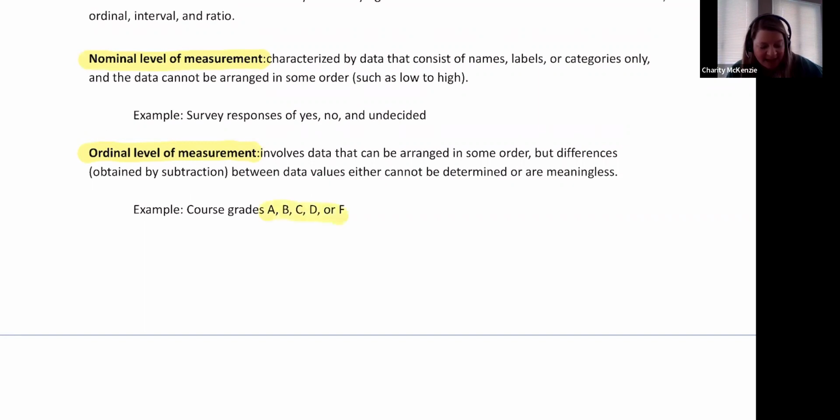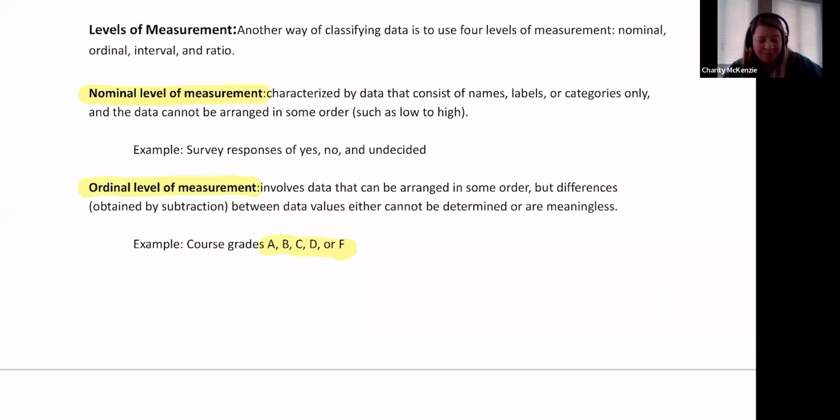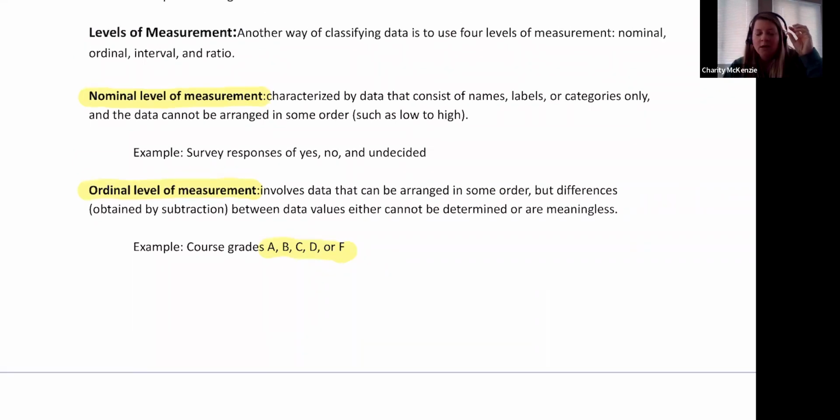So if we're looking at grades, A, B, C, D, F, right? Can I subtract an A and a B? I don't know. What do you get? A B plus? No, it doesn't work. But we can put those in order. And it has meaning to say A, B, C, D, F. So if you have collected category data, you are here or here. This is categories.